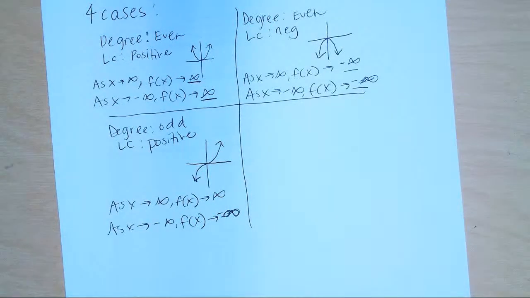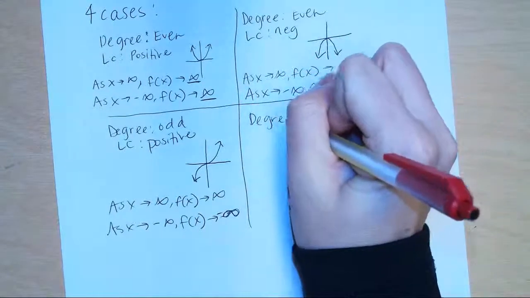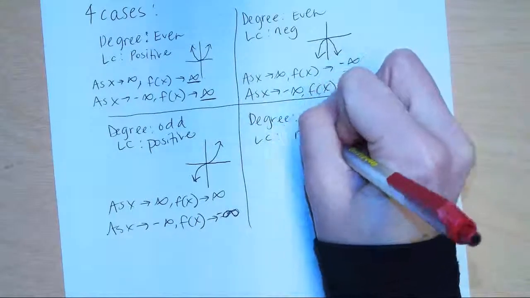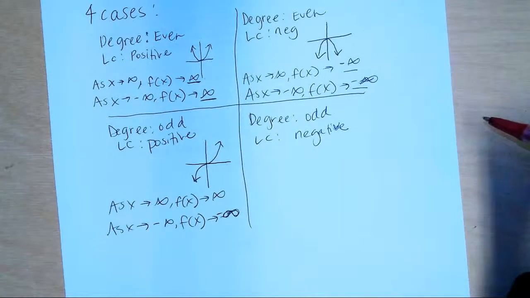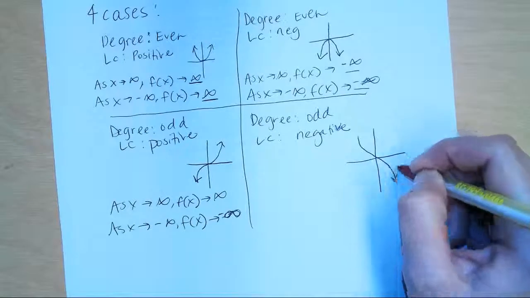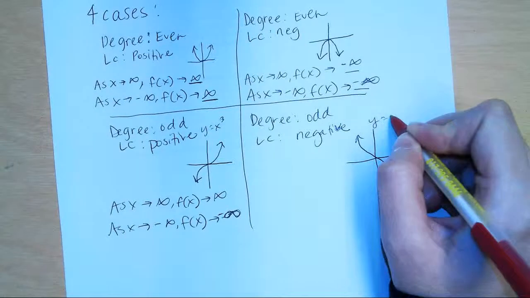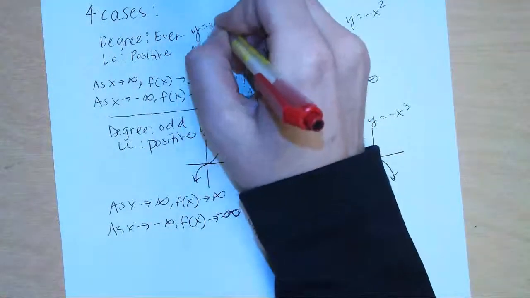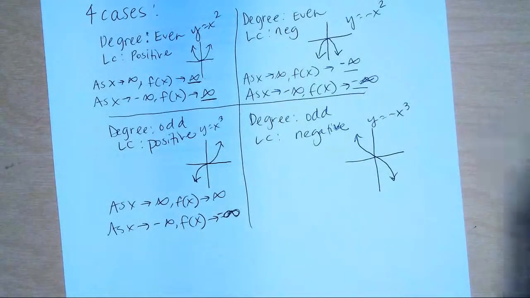Are we good? Okay, last one. The degree is odd, and the leading coefficient is negative. And which example was this? Negative x cubed, which falls from left to right. By the way, if you want to write these, this was y equals x cubed, y equals negative x cubed, y equals negative x squared, y equals x squared.